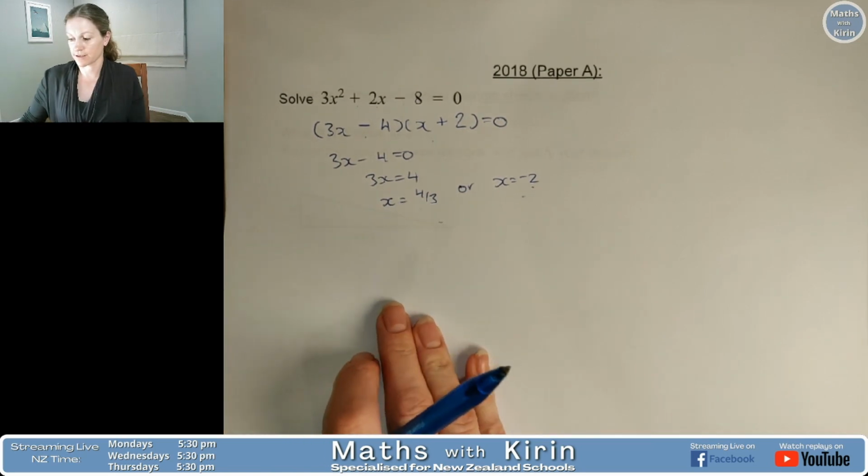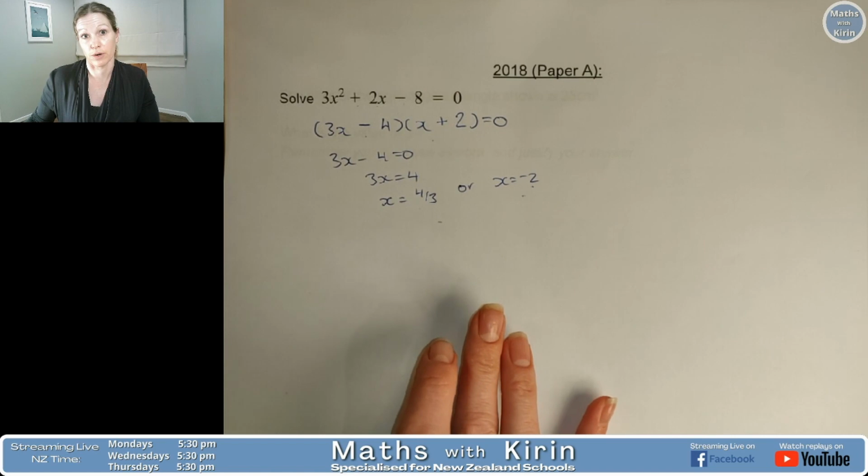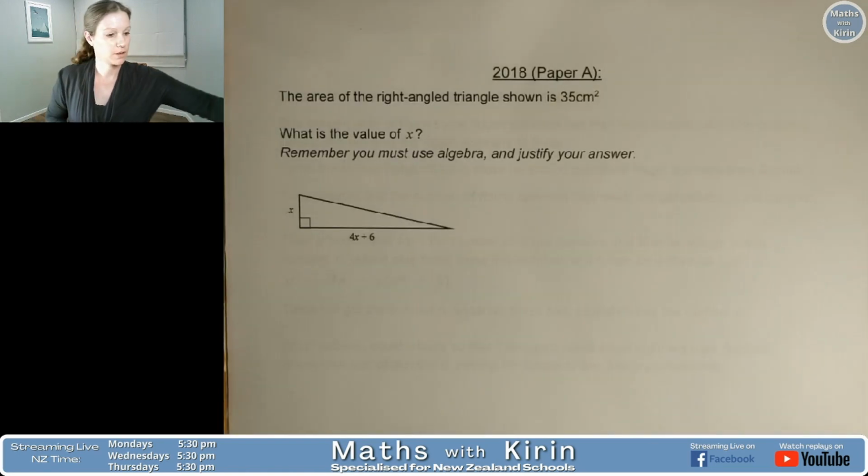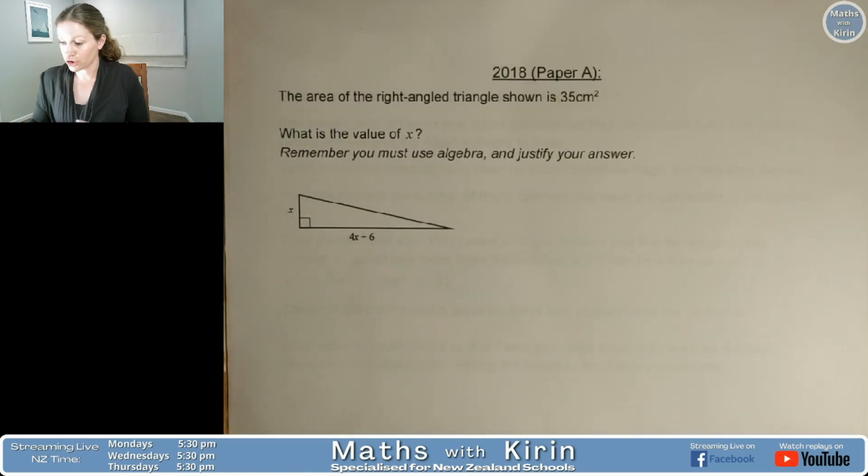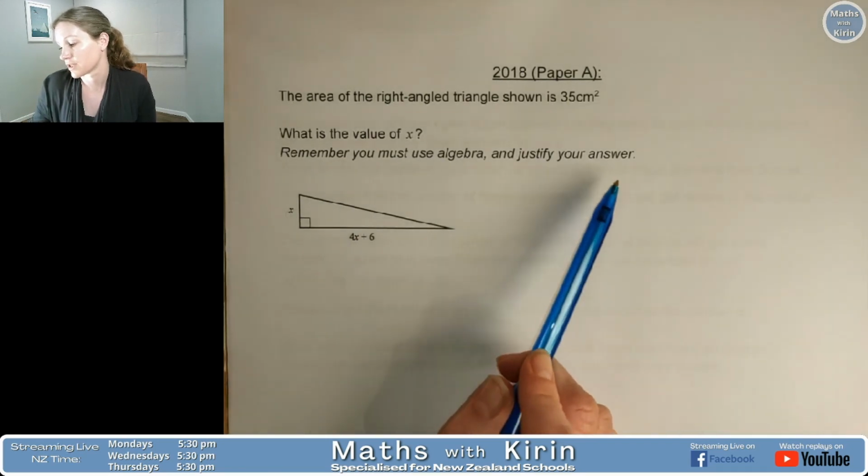So solving quadratics quite often, you can get merit from. So another question to do with area. We've got a right angled triangle. We're told the area is 35 centimeters squared. We want to find the value of x. Remember, you must use algebra and justify your answer.